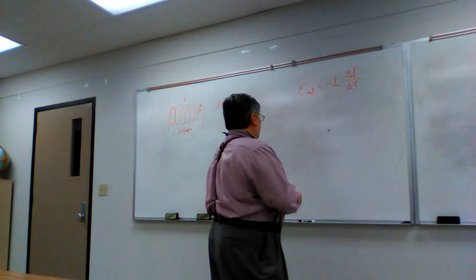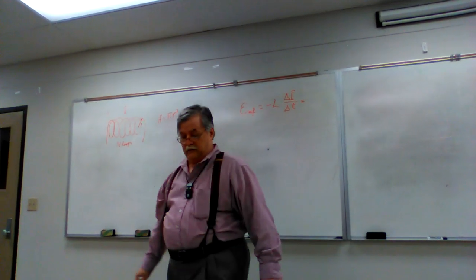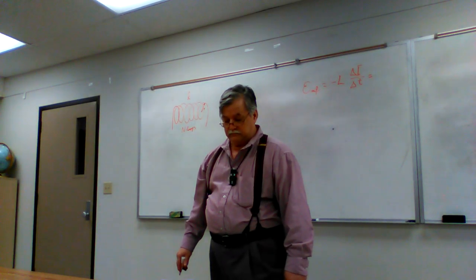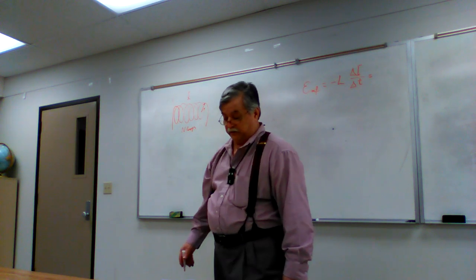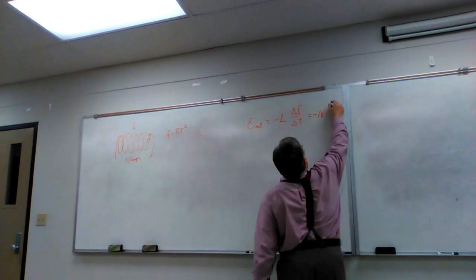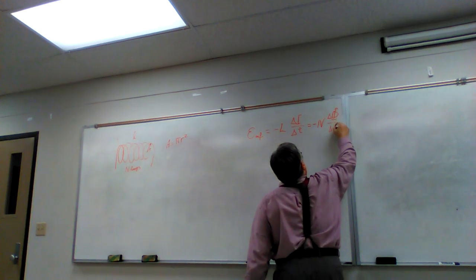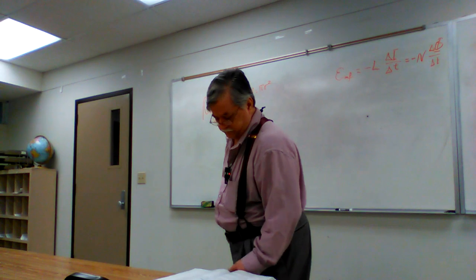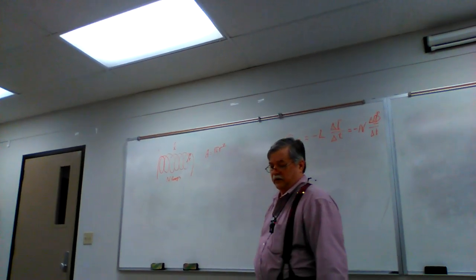Now, we also know that the induced EMF in a coil, in a solenoid, is equal to minus N times delta phi over delta T. Is that right? Yeah. Delta phi, change in flux per unit time.